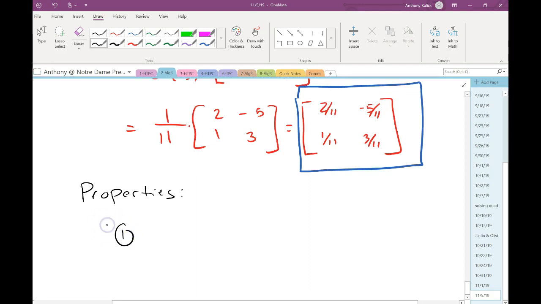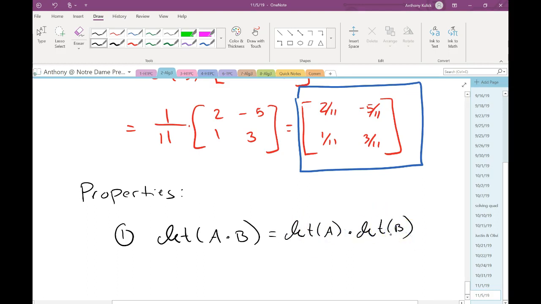So, two useful properties. The determinant of A times B is equal to, what do you guys think? It's nice. It's just equal to the determinant of A times the determinant of B. That's rather surprising, but that is true.